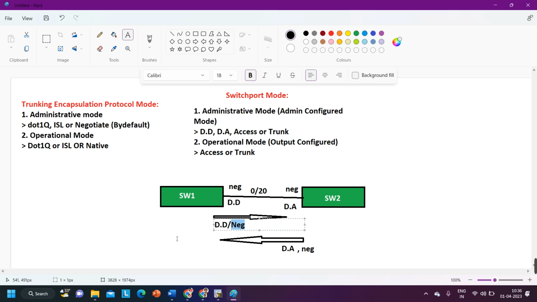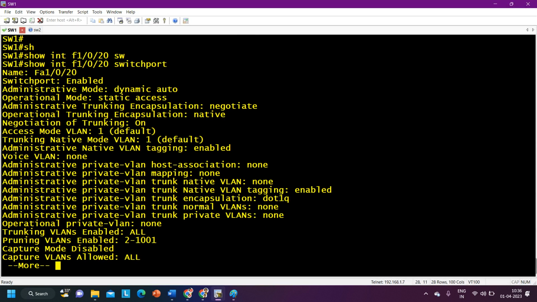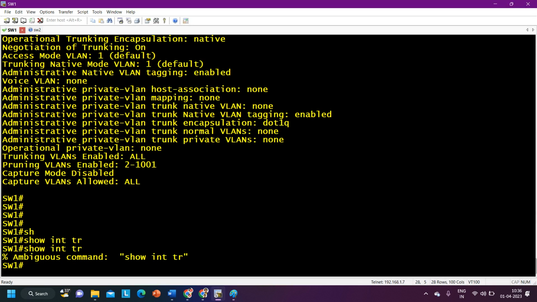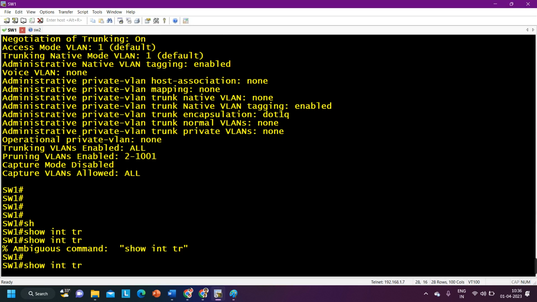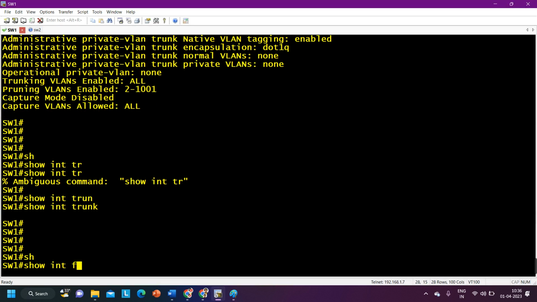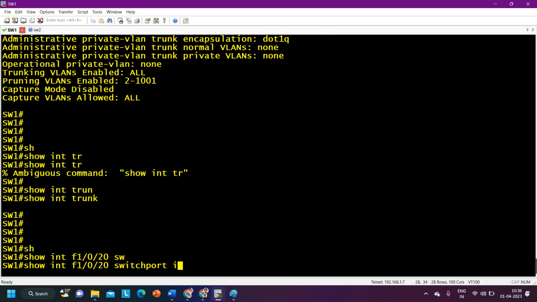Yes or no? And here on switch number 1, if you run the command show interface trunk, you can see I don't have any trunk port over here. Yes, and show interface F1/0/20 switchport.